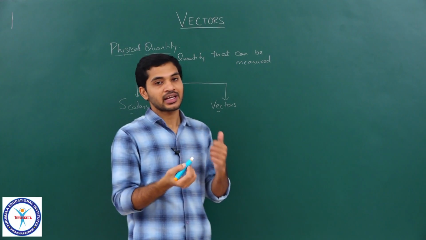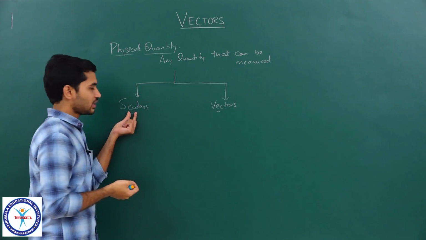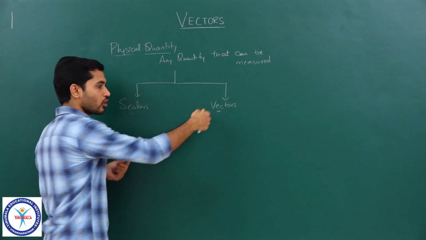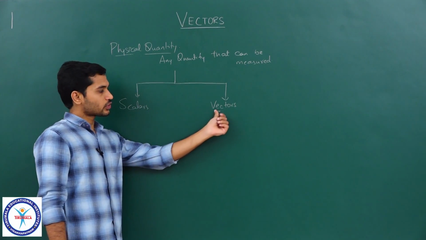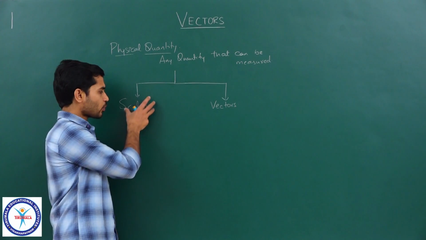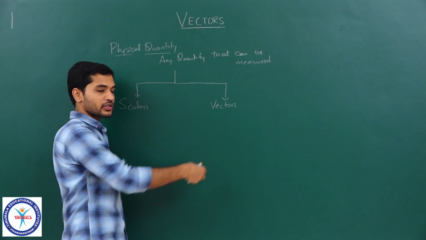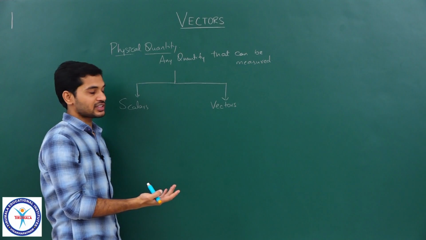Clear? So, everything that can be measured will either be under this segment or under this segment. Clear? Okay. So, that is how you should understand. So, scalars and vectors. Now, what is the property of this segment and what is the property of this segment? What are the characteristics of this segment?